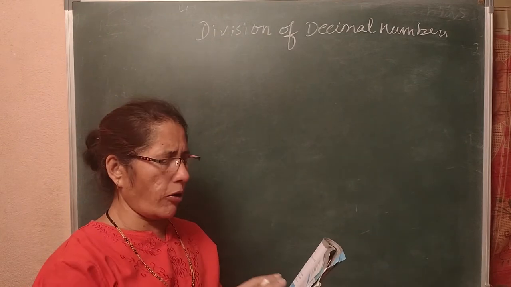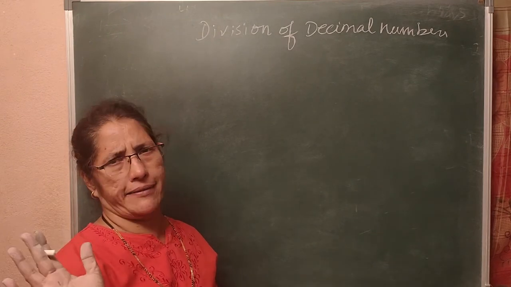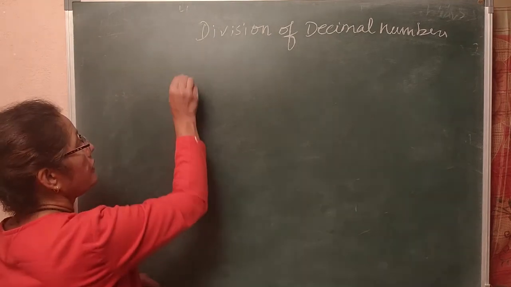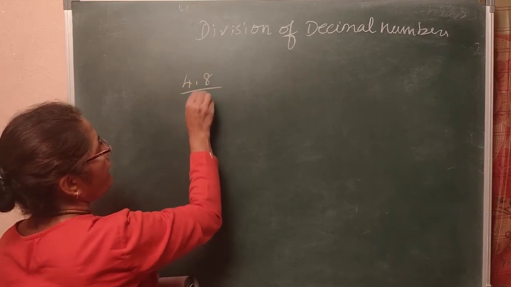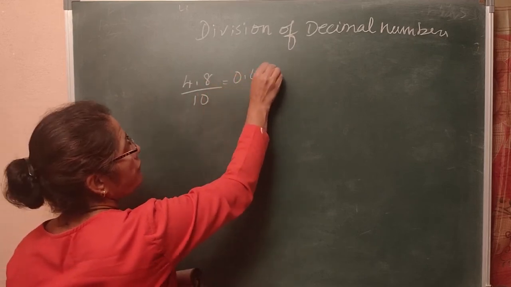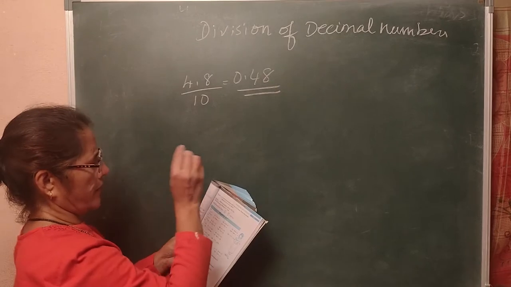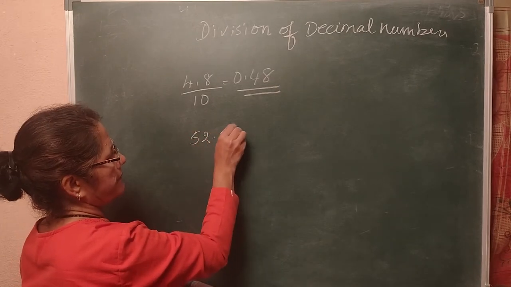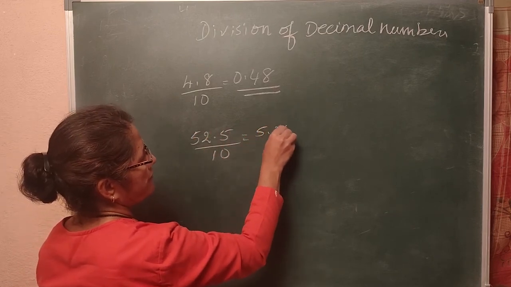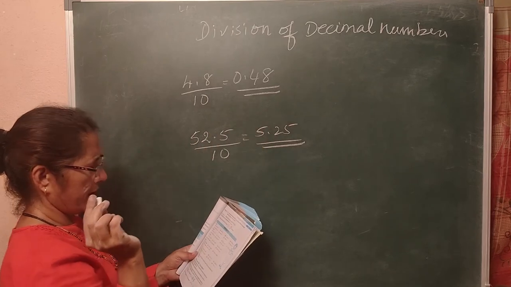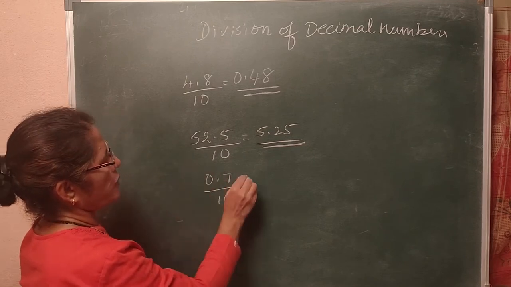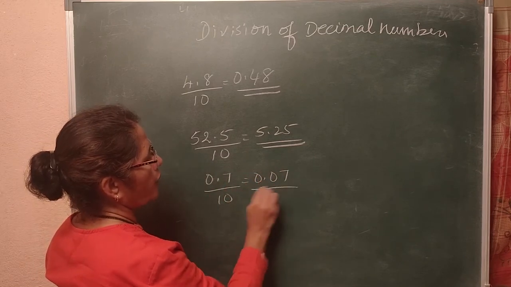In the second question, they have given numbers divided by 10. We all have the practice of dividing by 10. First question, 4.8 divided by 10. What will happen when you divide? The point will move to that side. So, what's the answer? 0.48. Right? Second question, 52.5 divided by 10. The point will move this side, so 5.25. Right? Third question, 0.7 divided by 10. The point will move this side, so 0.07. I hope you understood.